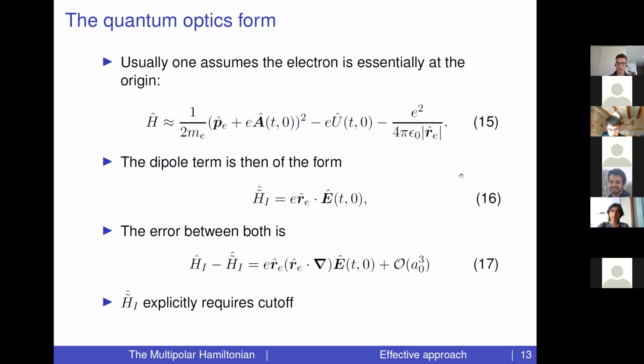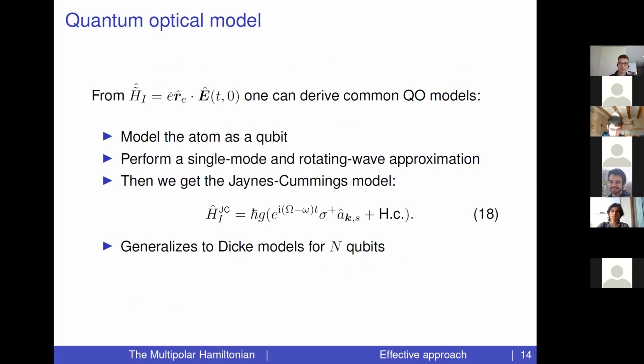So it's a gauge transformation that brings us here, and in general, we have a subleading correction in between these two models. If we work with this further, we can derive the usual quantum optical models. Usually we assume we have a qubit as our atomic system, so just two levels instead of the whole level system. We also perform a single mode approximation, so that means we have to be in some kind of cavity usually, and also very common is the rotating wave approximation.